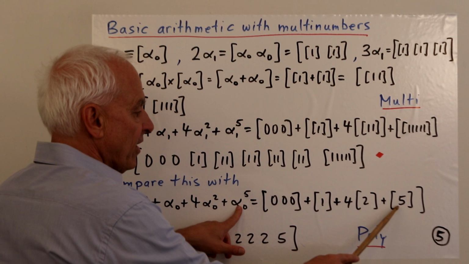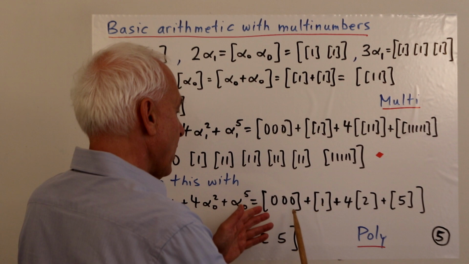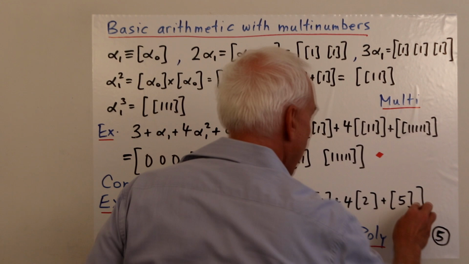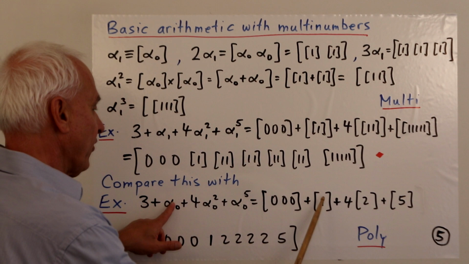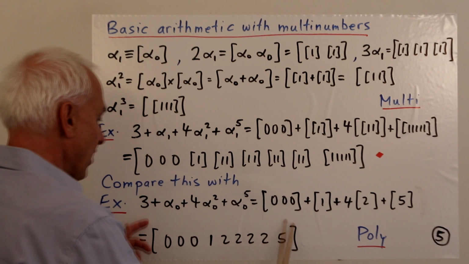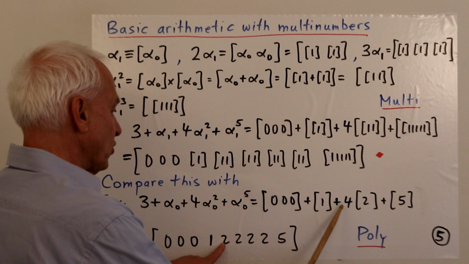So if we... I put a bracket over here. There's no bracket. Sorry. No bracket. Okay, it's just this plus this plus this plus this. Now if we want to put all those together because it's a sum of stuff, then there's a bracket, and then we have three of these zeros, we have a 1, we have a 2, 2, 2, 2, and a 5.